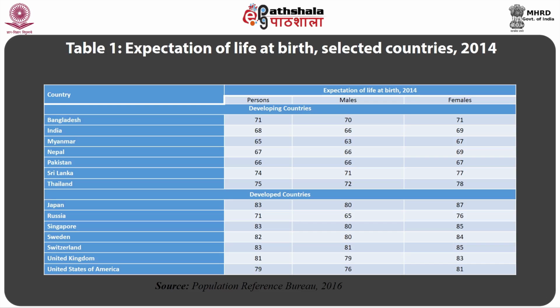Females have generally had higher life expectancy than their counterparts across the world. In India, the life expectancy was about 68 years for all, and for females it was 69 years, while male life expectancy was less than the national average, at 66 years.